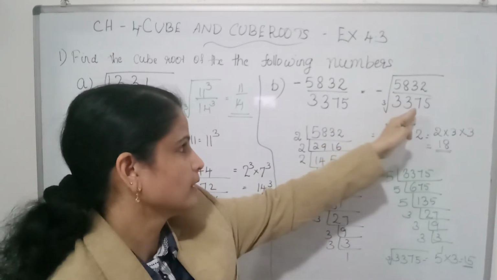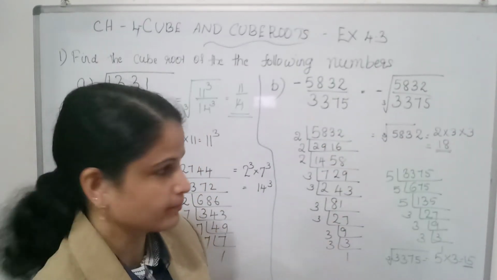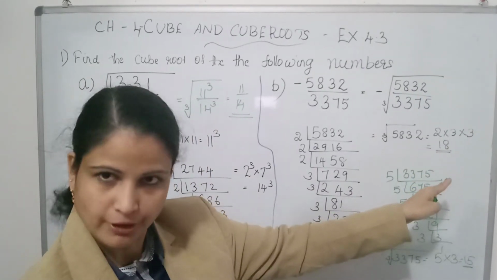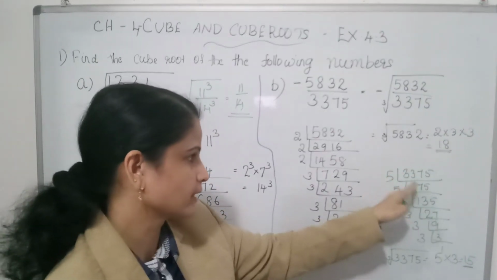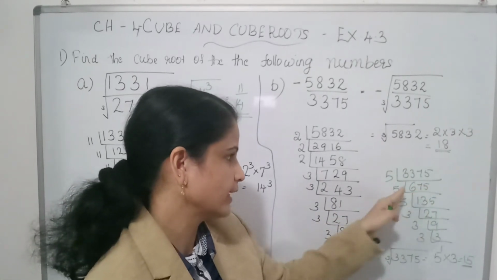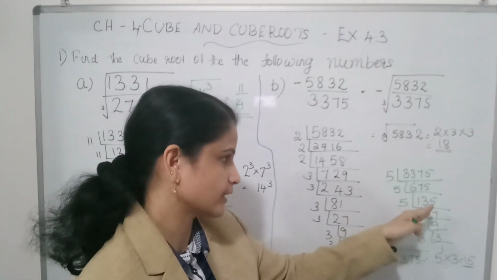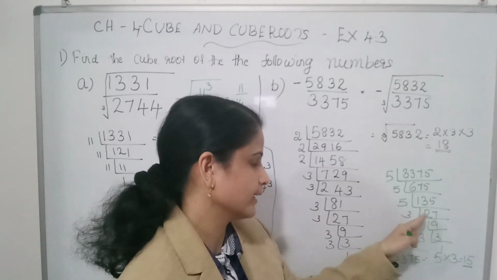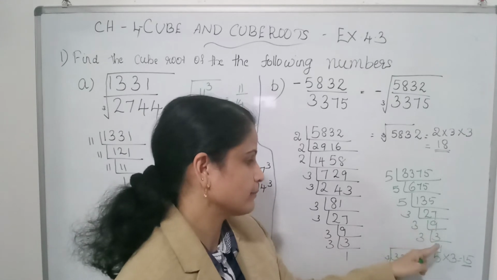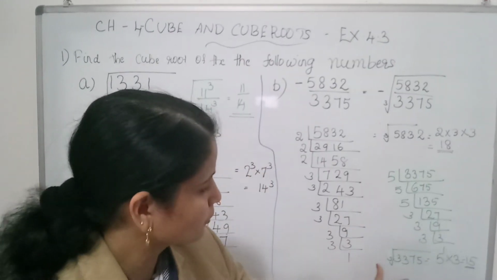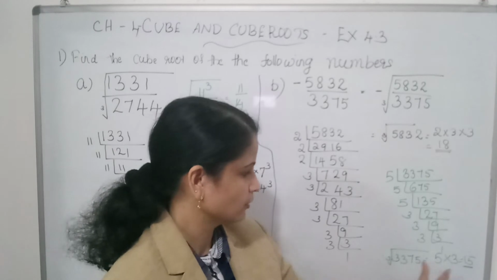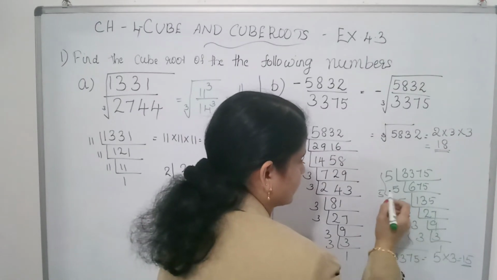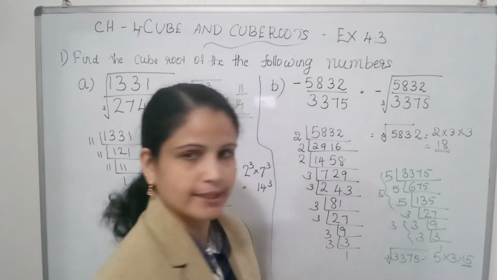Then you find the cube root of 3375. You know the first digit is 5, so the ones place digit is 5. So you divide this by 5. You will get 675. And again by 5 you will get 135. And again by 5 you will get 27. And by 3, 9. And by 3, 3. And by 3, 1. So the cube root of 3375 is equal to 5 into 3, taking one 5 from here and one 3 from here. 5 into 3 is 15.